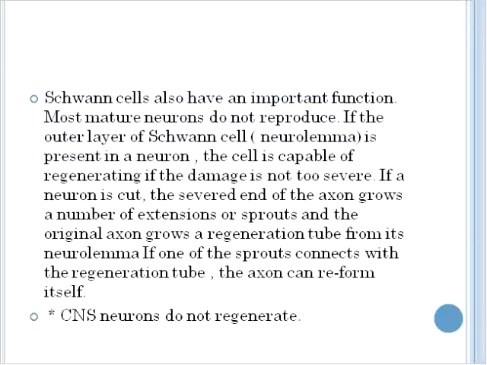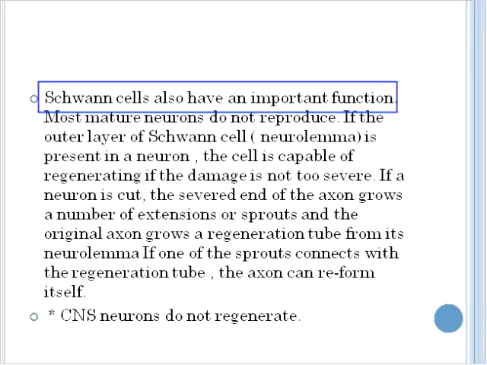Schwann cells have a secondary function as well. Most mature neurons do not reproduce. They do not make copies of themselves. With the Schwann cell, if the outer layer of a Schwann cell is present in a neuron, the cell is capable of regenerating if the damage isn't too severe.